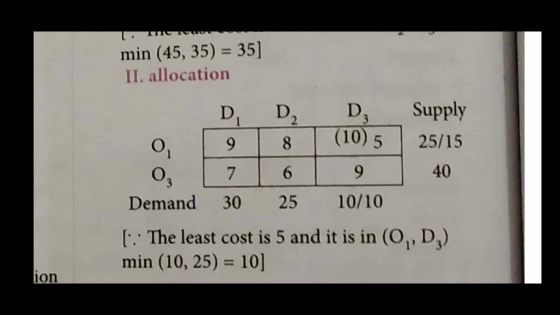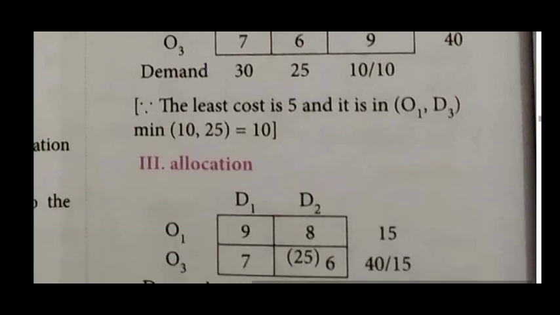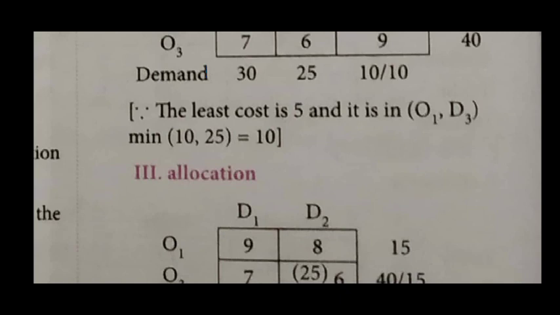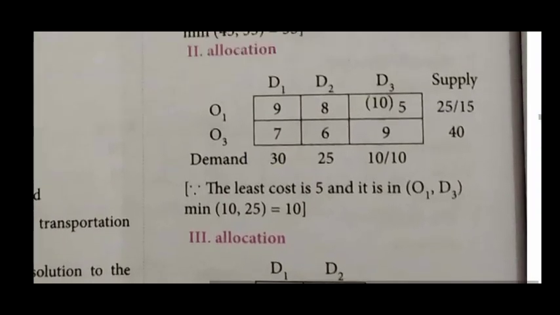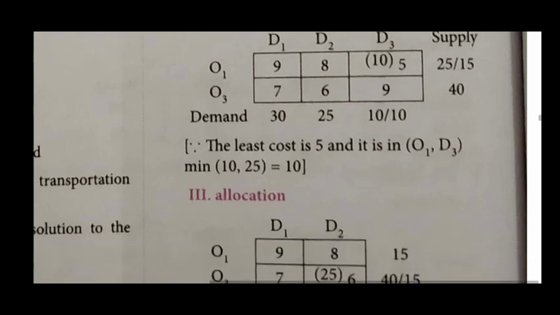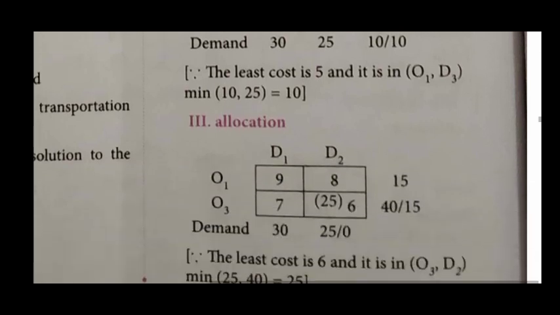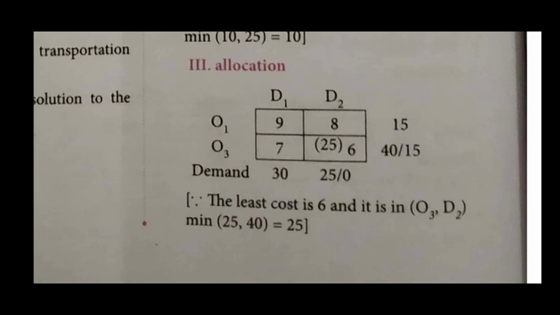Okay, so now 5 lies in O1 and D3. Therefore for O1 it is 25 and for D3 it is 10. So 10 comma 25, the minimum value is 10. Okay, so subtract this 10 from both O1 and D3. We are getting the allocation like this. And here the minimum value, that is 0, lies in D3. Therefore D3 is eliminated. We are getting D1 and D2.